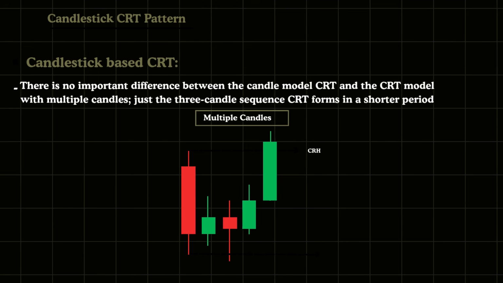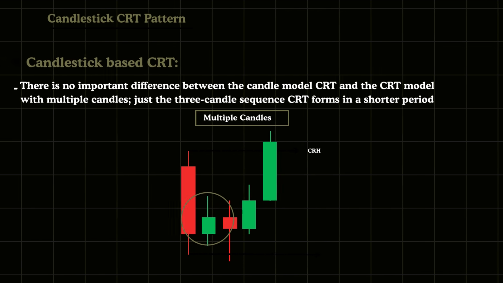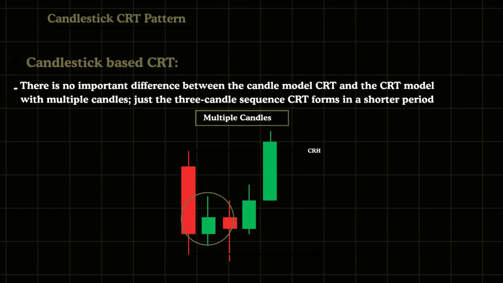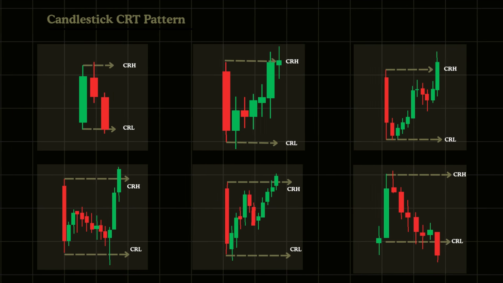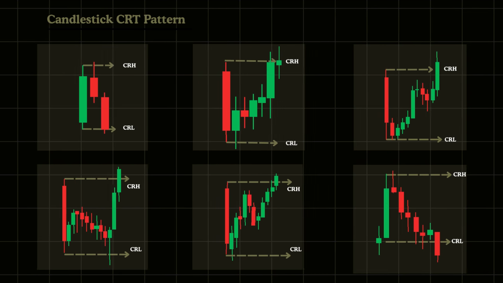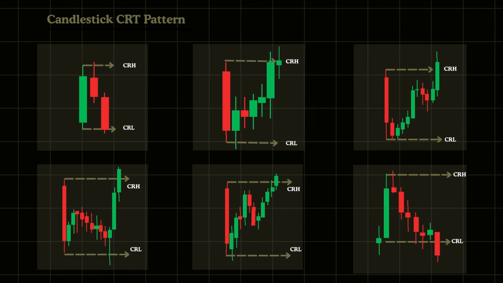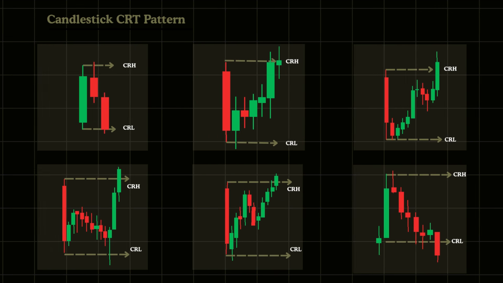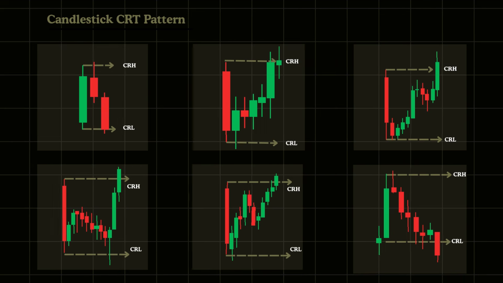You can apply the CRT framework across various time frames and to any chart that reflects price action, which helps reinforce everything we've covered so far. Let's explore additional examples of candlestick-based CRT patterns that you're likely to come across in the market. Starting from the top, this first setup is one of the most crucial CRT examples. It holds a strong edge due to its high probability outcome. Why is that?